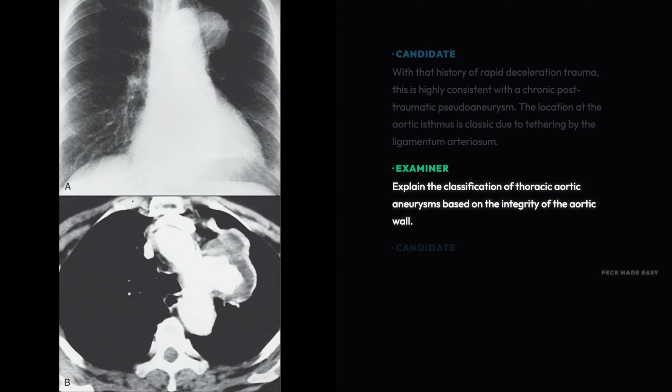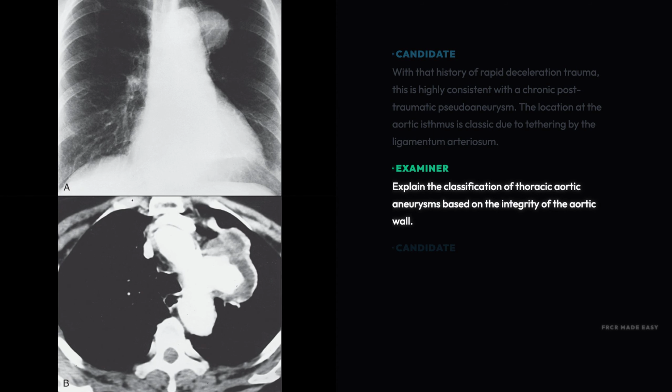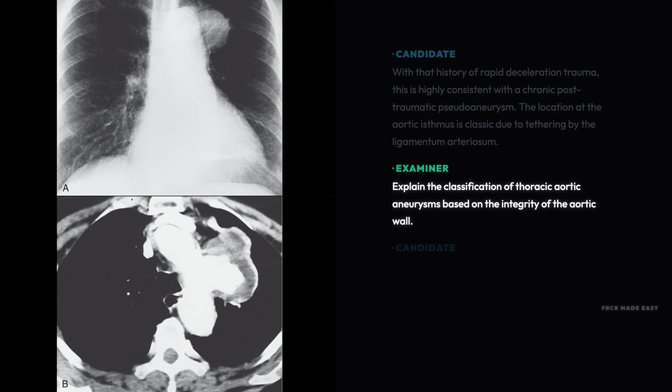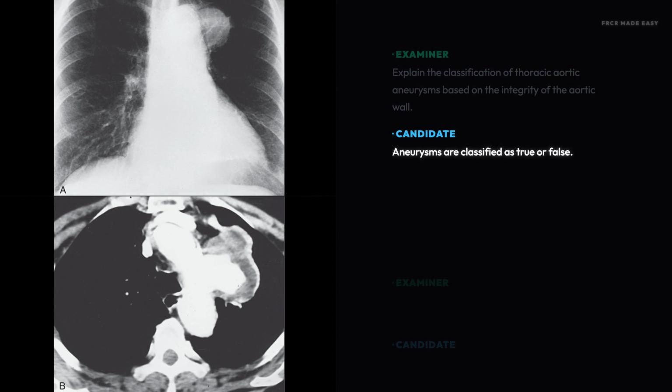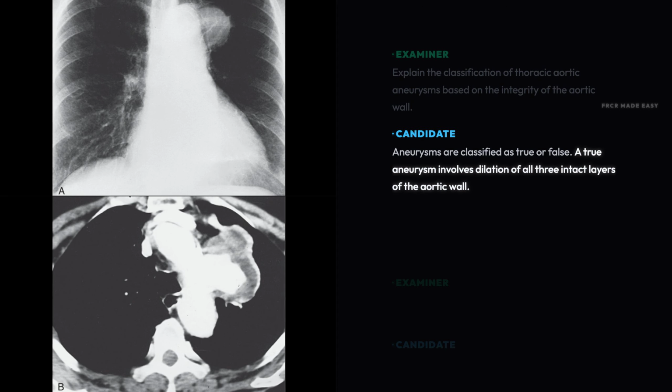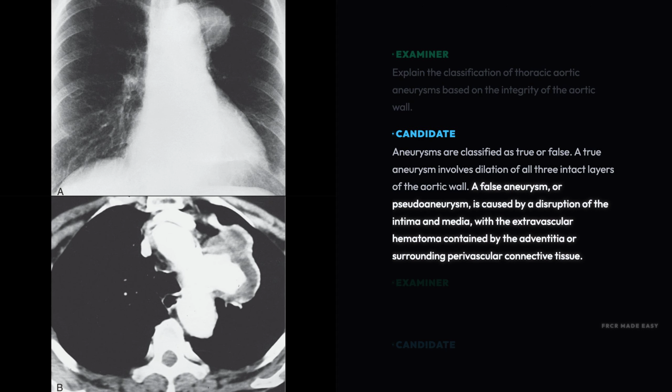Explain the classification of thoracic aortic aneurysms based on the integrity of the aortic wall. Aneurysms are classified as true or false. A true aneurysm involves dilation of all three intact layers of the aortic wall. A false aneurysm, or pseudoaneurysm, is caused by a disruption of the intima and media, with the extravascular hematoma contained by the adventitia or surrounding perivascular connective tissue.